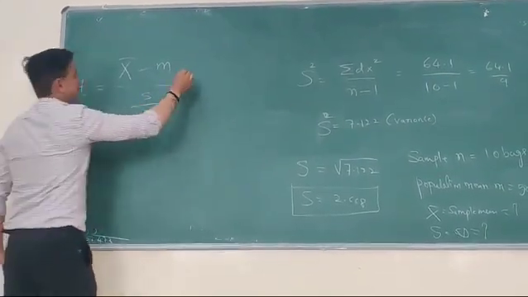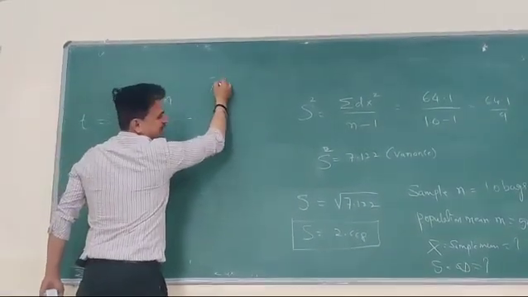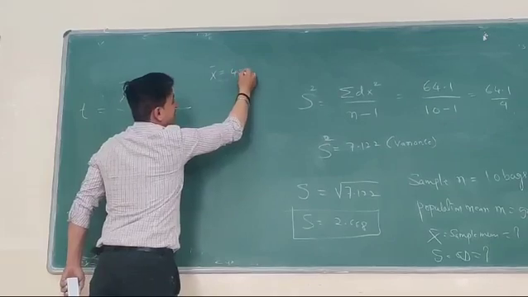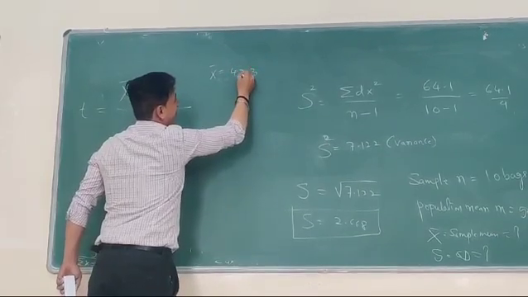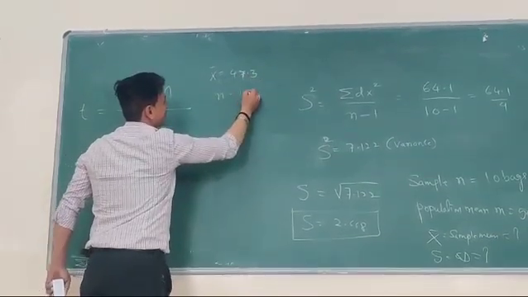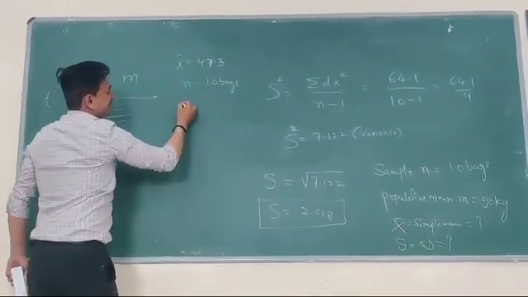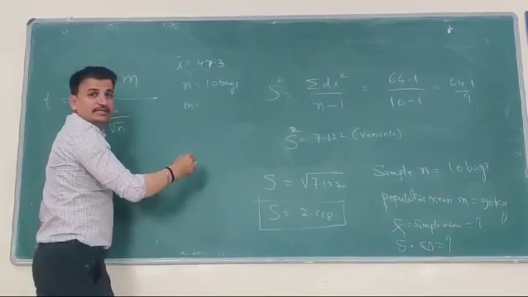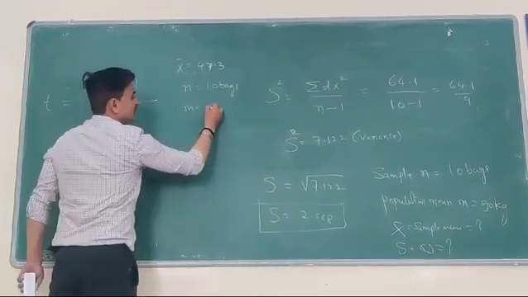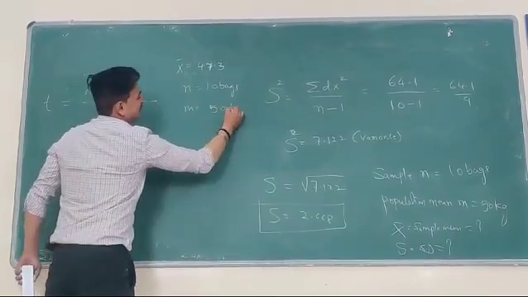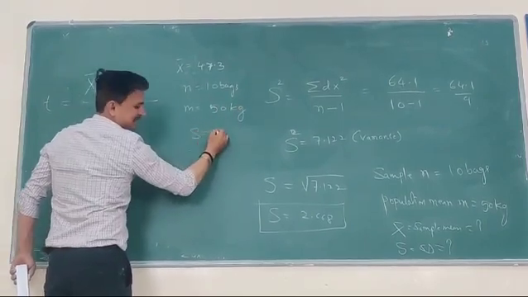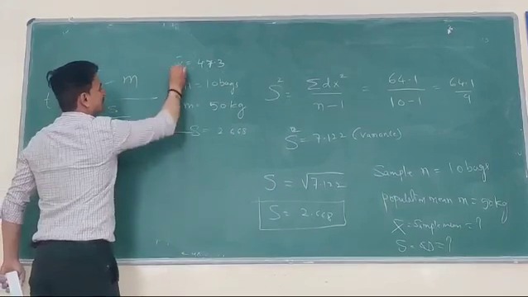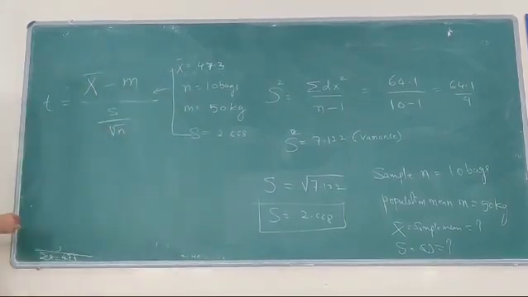So we know the x bar value. What is the x bar value? 47.3. x bar is 47.3. And the number of bags is 10. And the mean, the population mean, is how much? 50 kg. And s is nothing but 2.668. So we have to put all these values in this formula to get the answer.